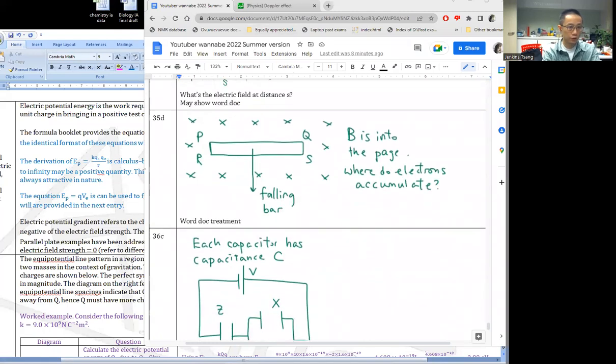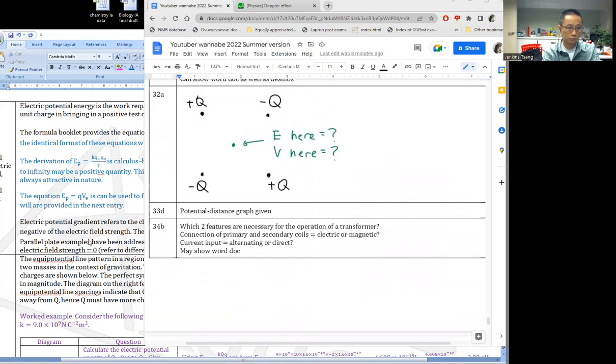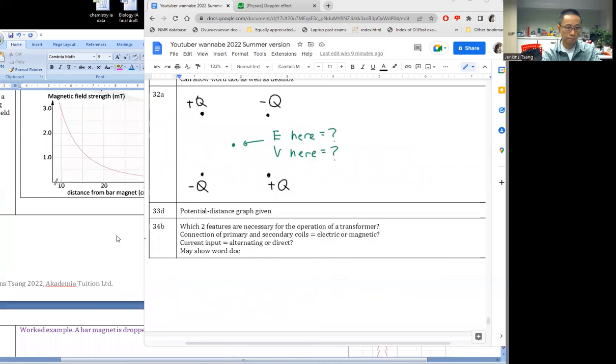Moving on to question 30. Which two features are necessary for the operation of a transformer? So for a transformer to work, the question asks you for the nature of the connection between the primary and secondary coils. And the question also asks for whether you need alternating current or whether you need direct current. The answer should actually be super straightforward.